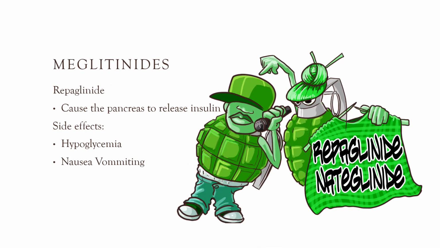We have our meglitinides. This is our repaglinide. Again, it causes the pancreas to release insulin. It can cause hypoglycemia and nausea and vomiting. Again, only for a type 2 diabetic. And monitor your symptoms for hypoglycemia, and we'll talk about what to do with that in a minute.